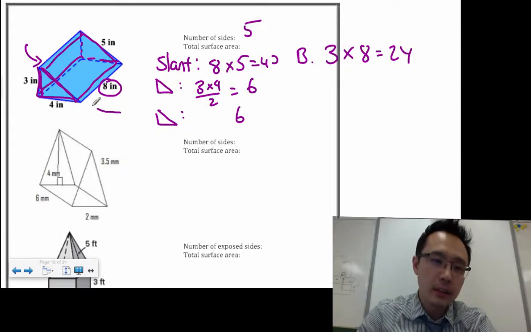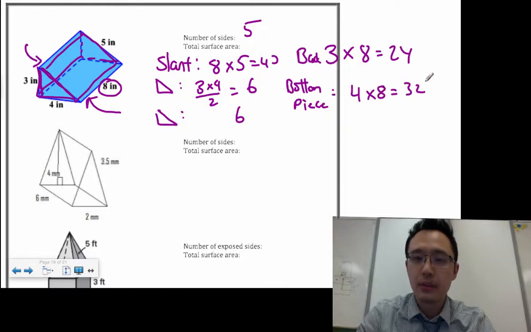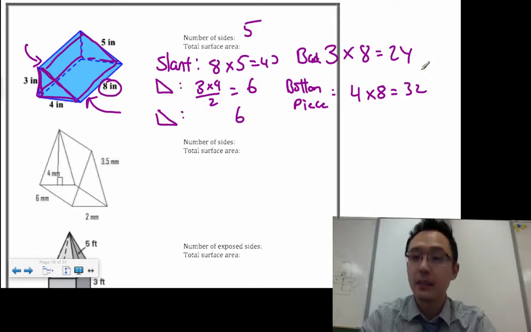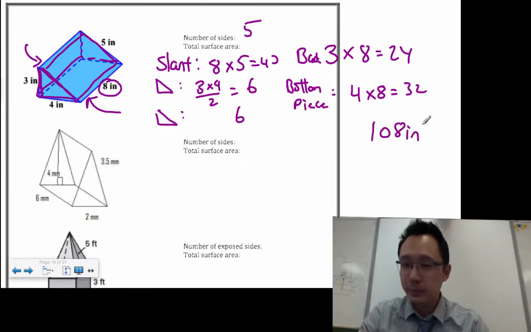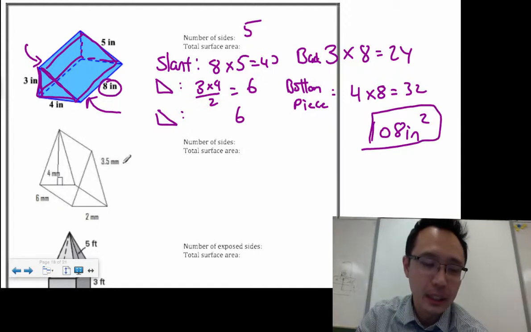What is it sitting on? This big rectangle that's sitting on. So this is the bottom piece. This one means the back. So this one is going to be 4 times 8, which is 32. So the total of all these: 40 plus 6 plus 6 plus 24 plus 32. I'm just too lazy to do this in my head. I should be doing this mental math. 108 inches square. So that's that one.